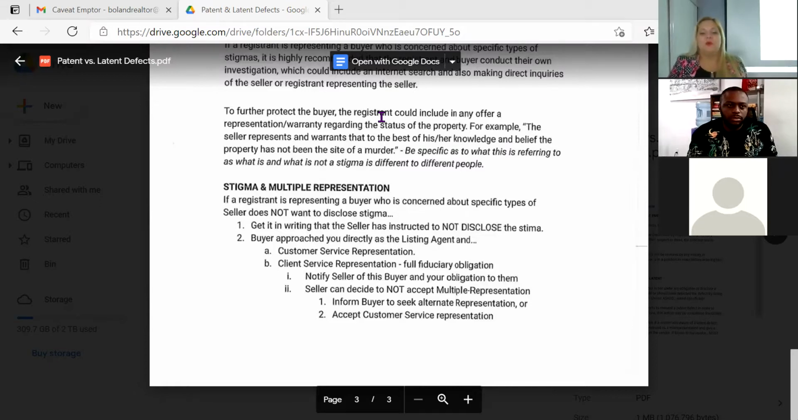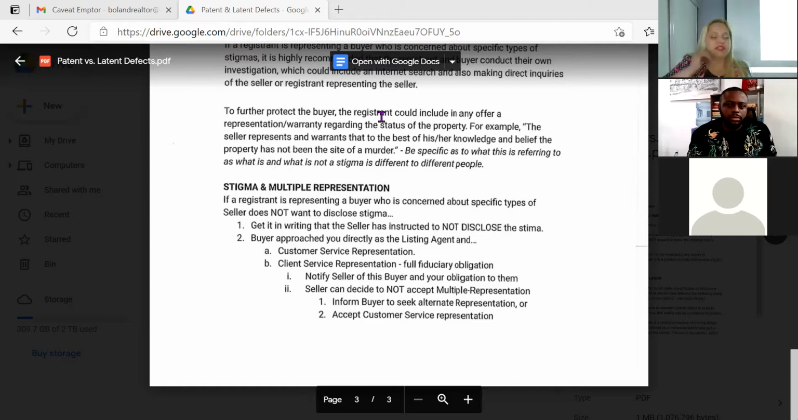So what do you do in this case? You have two choices. You can go back to your seller and say, hey, I have to disclose this, and get it in writing from them that you can now disclose it, or you cannot take on that client. Again, it says here: notify the seller of this buyer and your obligation to them. The seller can decide not to accept multiple representation. Inform the buyer to seek alternative representation, or accept customer service.